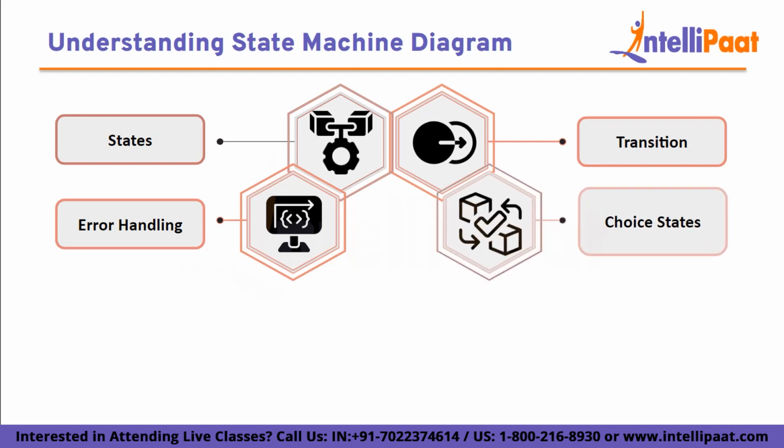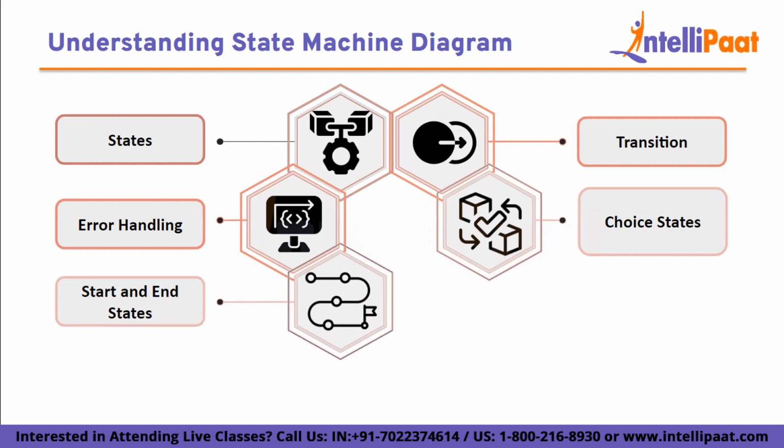Next, we have the choice states. Decision points known as choice states allow the state machine to branch to different states based on a condition. For instance, you can use a choice state to make a decision depending on the content of input data.